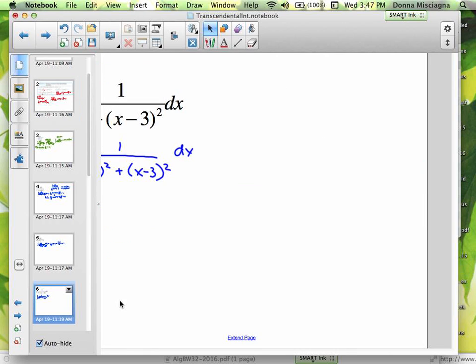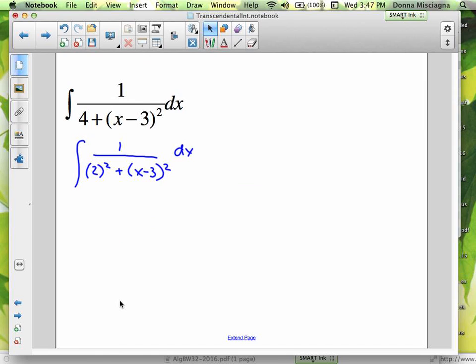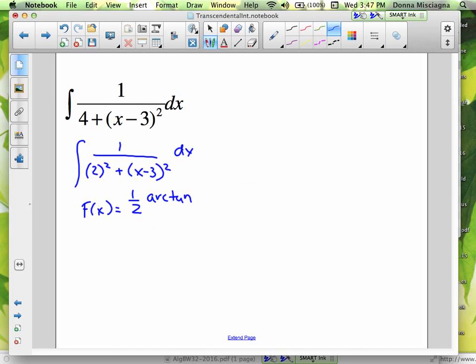There we go. All right, so what would our integral be? 1/2 arctangent of x plus 3 over 2 plus c. See this? So 1/2 arctangent of x plus 3 over 2 plus c. x minus 3. Okay.